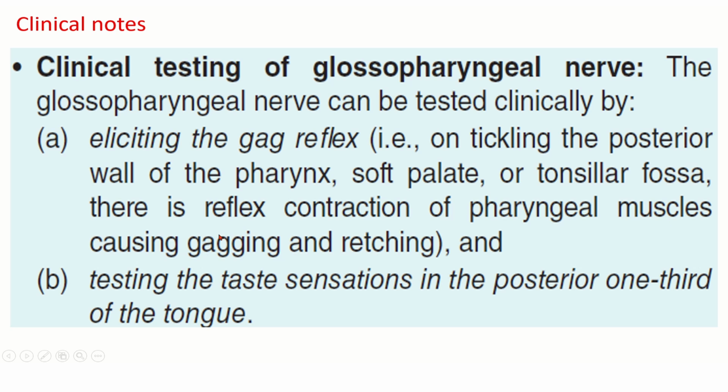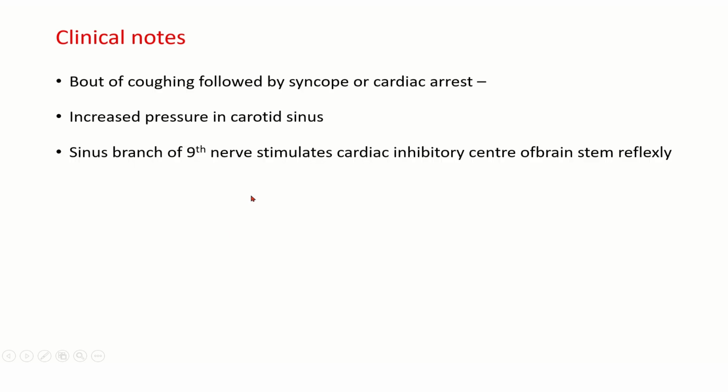So now clinical testing. If the cranial nerve examination is already taught in physiology, then you might know this. It can be tested by eliciting the gag reflex, that is, on tickling the posterior wall of the pharynx, soft palate or tonsillar fossa, there is a reflex contraction of the pharyngeal muscles causing gagging and retching. Retching is nothing but pre-vomiting. Then testing the taste sensation in the posterior one third of the tongue. These are the two ways by which we can check the intactness of the glossopharyngeal nerve.